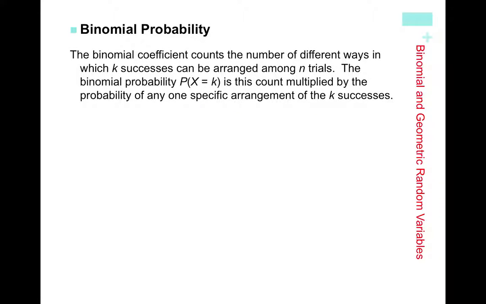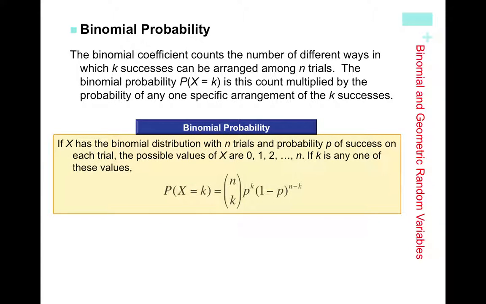Okay, so the binomial coefficient counts the number of different ways, the arrangements or combinations, in which k successes can be arranged among n trials. The binomial probability is this count multiplied by the probability of any one specific arrangement, because we now realize that the probability of one is never going to change. It doesn't matter where the success is, or I should say where the success may be happening. The probabilities are always the same. So we multiply that by how many times the successes can happen, or the arrangements of the successes, okay?